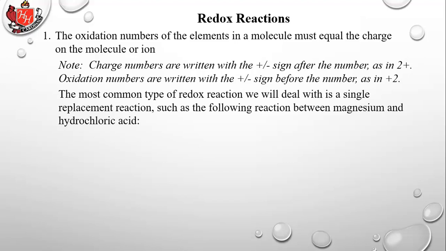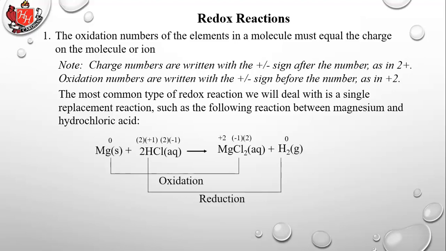The most common type of redox reaction we will deal with is a single replacement reaction. We just saw that earlier, such as the following reaction between magnesium and hydrochloric acid. So this is putting a piece of metal into a strong acid, and what happens then is the magnesium starts to dissolve and you produce hydrogen gas. So acid reactions, when they dissolve a metal, produce H2 gas.